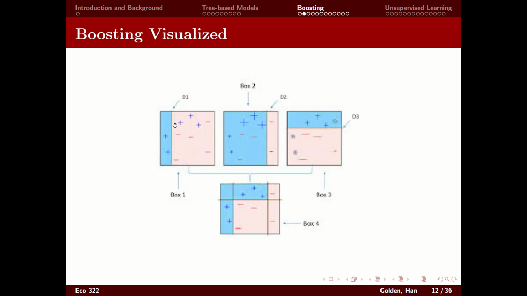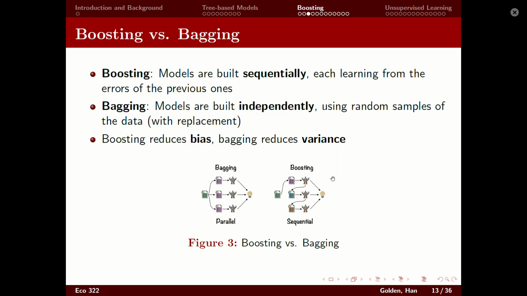So here's some data from two different classes, the blue class and the red class. As you can see, this classifier doesn't do so well. This classifier doesn't do so well, and this classifier doesn't do so well. You have a lot of blues here, but you have these blues here. You have these reds here, but you have these reds here. And then if you combine all three classifiers, you perfectly classify.